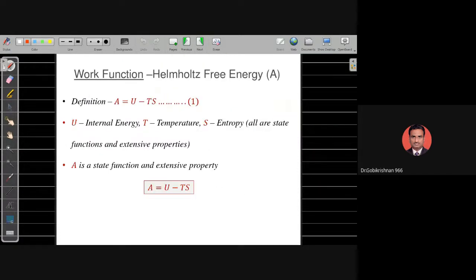Okay. Therefore, before entering into the Maxwell thermodynamic relation, we want to know what is the mathematical form of a Helmholtz free energy. The Helmholtz free energy is represented as A, which is equal to U minus TS. U is the internal energy, TS, the product of T and S, is nothing but the Q. Q is the heat supplied. Okay. Therefore, this is the definition for the Helmholtz free energy in the mathematical form.